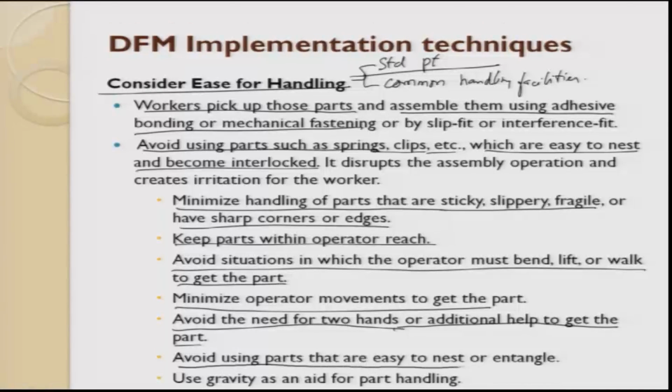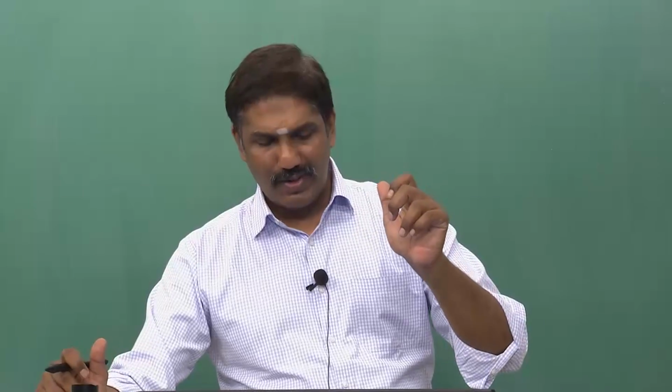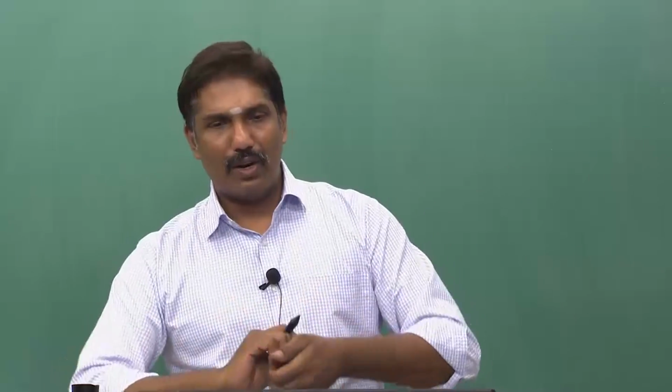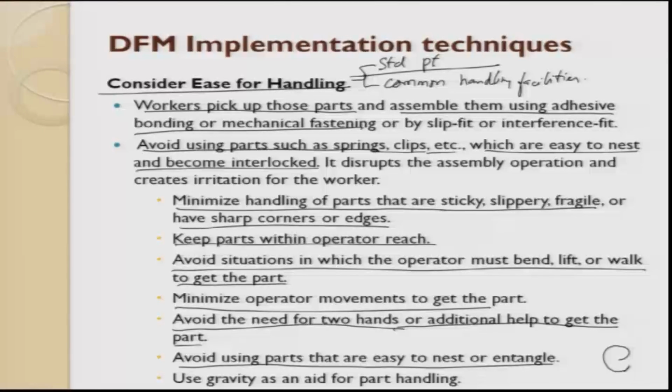Avoid using parts that are easy to get nested. That is why, if you watch very closely, the top and the bottom of a spring will be crimped, so that it does not get locked. Or look at spacers, where there is always something like a C with a small spacing, so that nesting cannot happen. Nesting is something like clogging, where there is clogging or interlocking of parts.